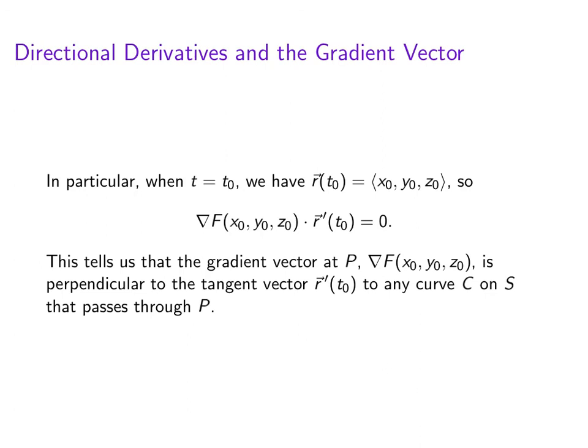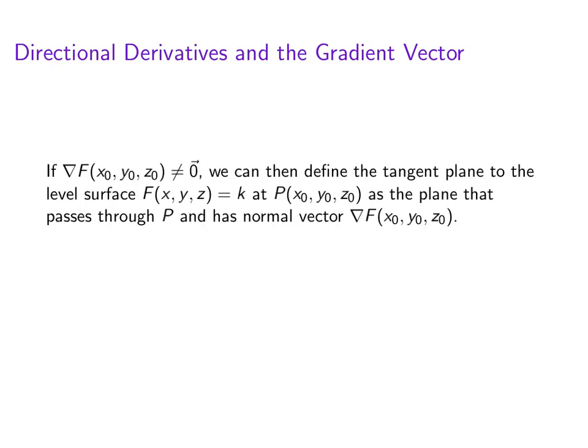Here's the important thing that we're getting at. This tells us that the gradient vector at P, which is del f at (x naught, y naught, z naught), is perpendicular to the tangent vector r prime at t naught. And that's for any curve on S that passes through the point P. So as long as that gradient vector is not 0, we'll define the tangent plane to the level surface to be the plane that passes through P and has normal vector del f.